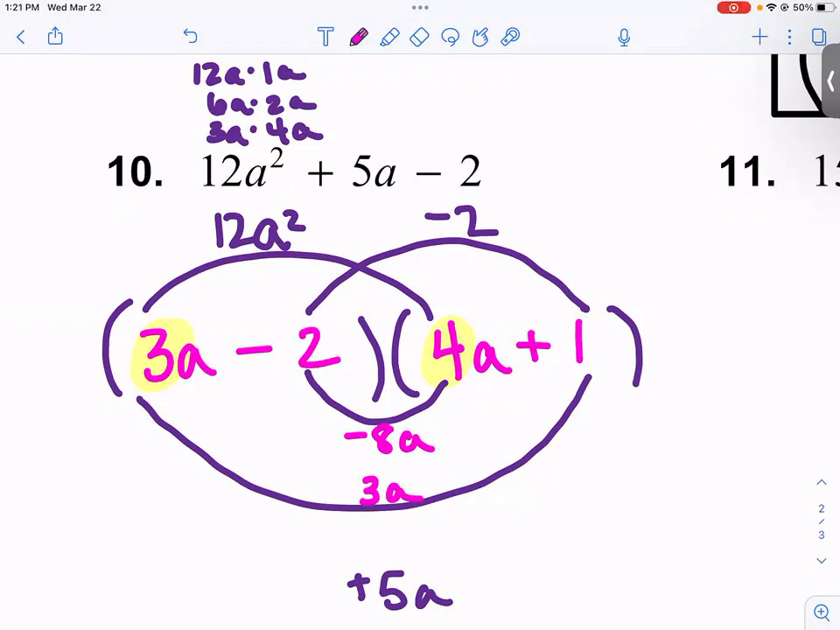It's a negative 5a. Ooh, but I want 5a. When that happens, it's an easy fix. Flip the signs. Hey, now we're good.